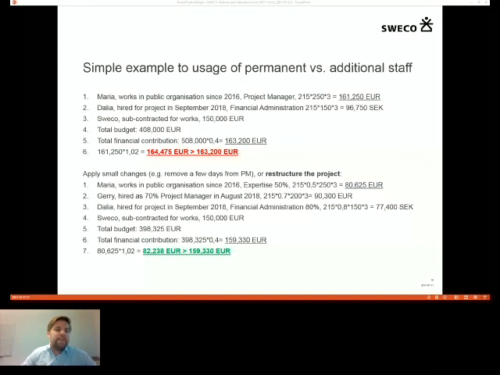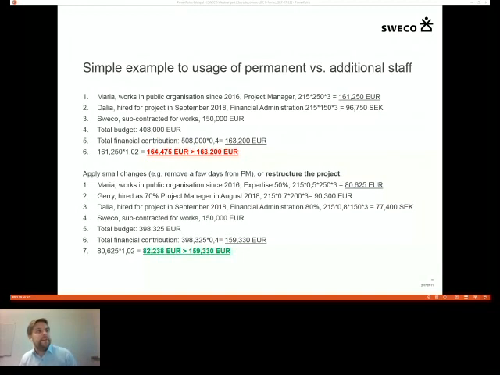We have a public organization that has been approved for LIFE financing, and Maria has worked in the organization since 2016. The project is approved in 2018. Therefore, she is considered permanent staff. She wants to be the project manager, and she will work full-time with the project, that is 215 days a year at 250 euros per day for 3 years. She will cost 161,250 euros to the project.